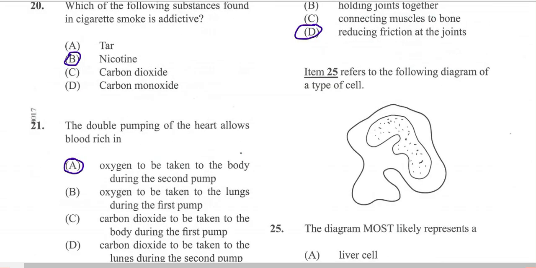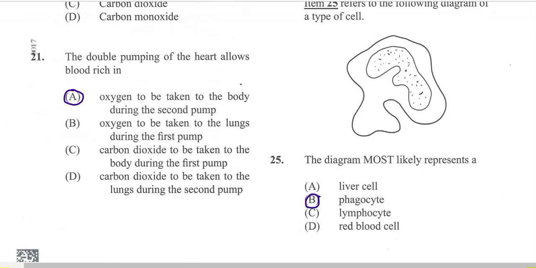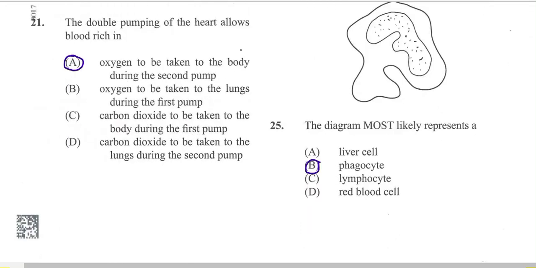Now 25 refers to the following diagram of a type of cell, and this is of course a cell that we looked at earlier on in this lesson. It is the phagocyte. We spoke about it with a lobed nucleus, and there we have it. It's called a phagocyte or the granulocyte, and it is of course a type of white blood cell.